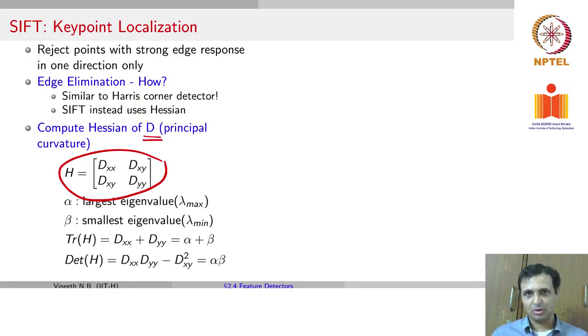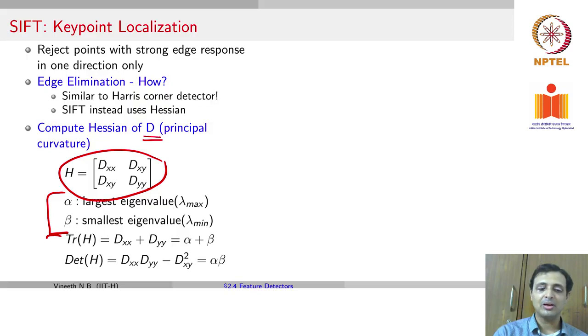So the Hessian, which is your pairwise second derivative matrix, gives you an idea of curvatures in different directions, or the sharp changes in different directions. So the eigenvalues of the Hessian are also good estimates to understand corners. Very similar to the Harris corner detector, SIFT proposes using the Hessian, computing its largest and smaller eigenvalue, which are denoted by alpha and beta.